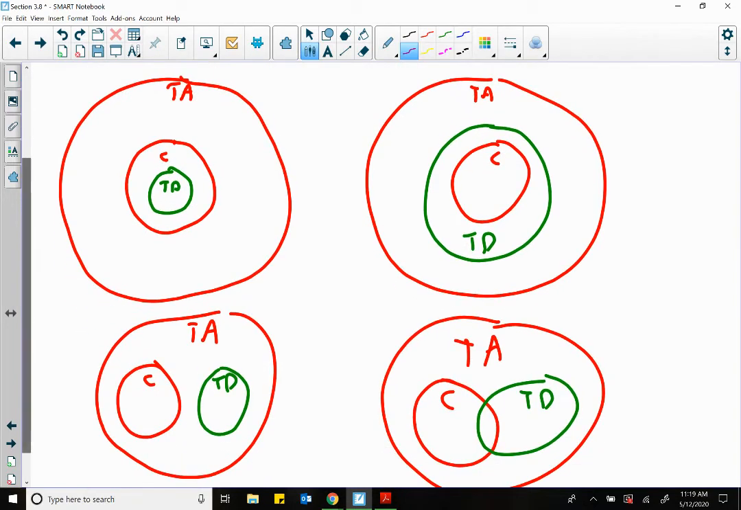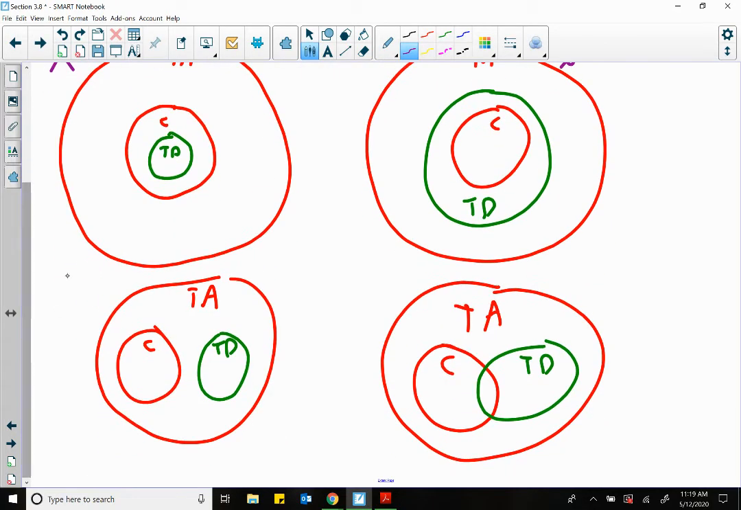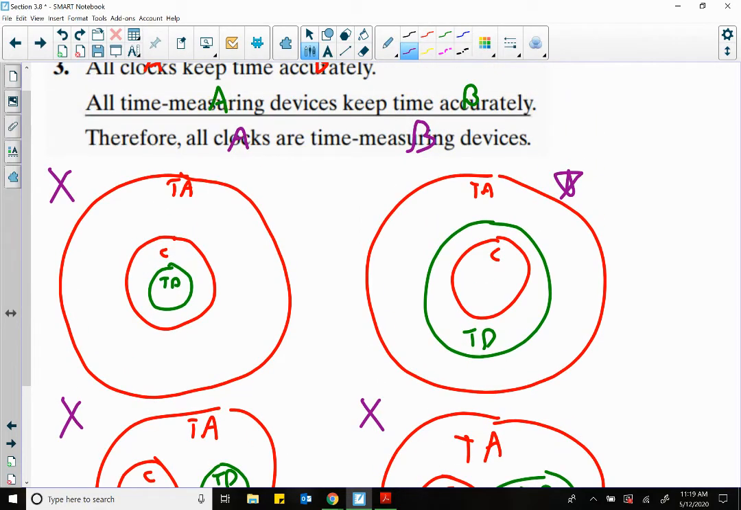Okay? So if we look at the first picture, is the circle clocks inside the time devices? And no, it's not. It does not work for this picture. This is actually the only picture that shows what we wanted. The rest of these does not show clocks inside the time devices. Okay? Since these pictures do not show that, this is invalid.